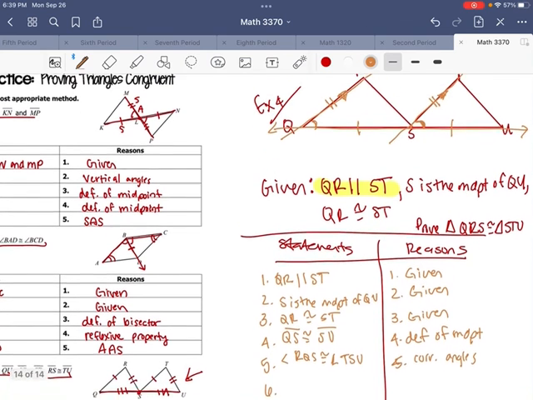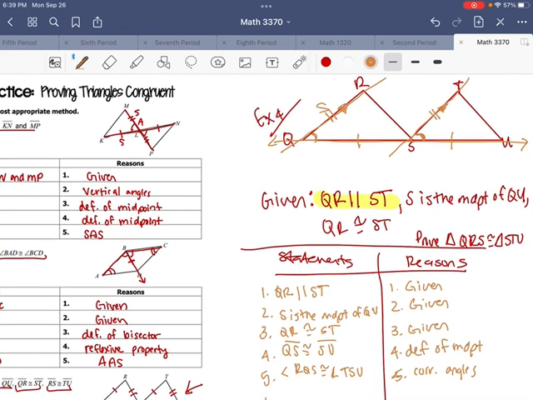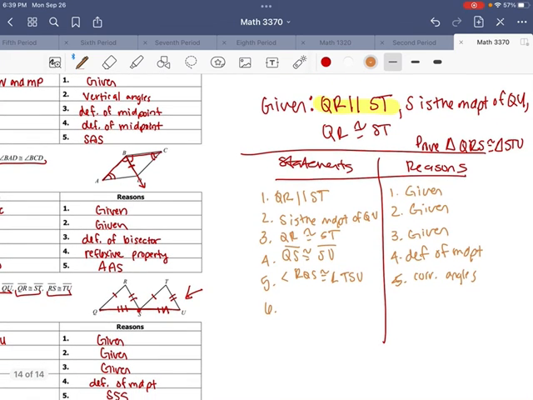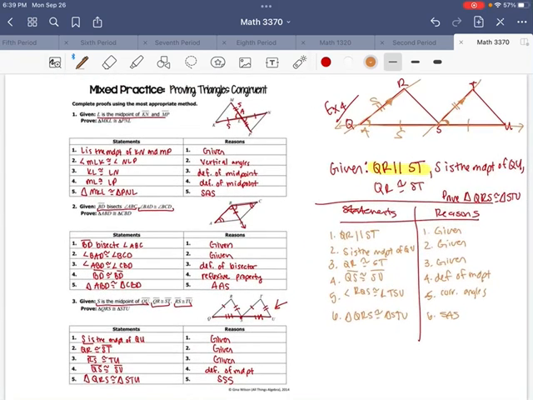So now look at it. I have side, angle, side. So I can say the 2 triangles are congruent. Triangle QRS is congruent to triangle STU by side, angle, side. And there you go. I believe that brings us to the end. Yes, it does. Thank you.